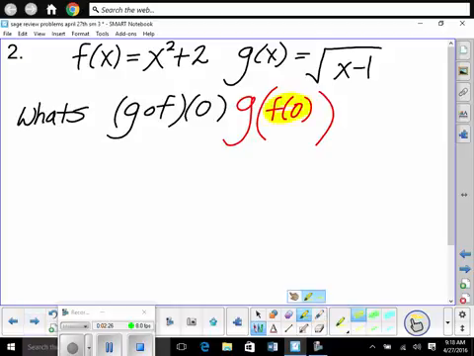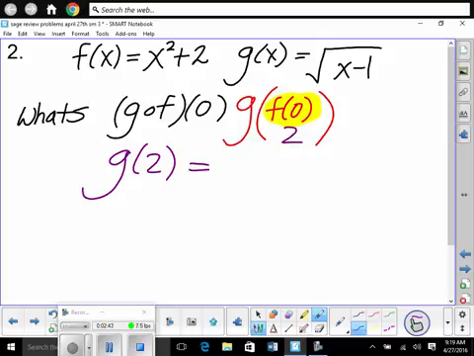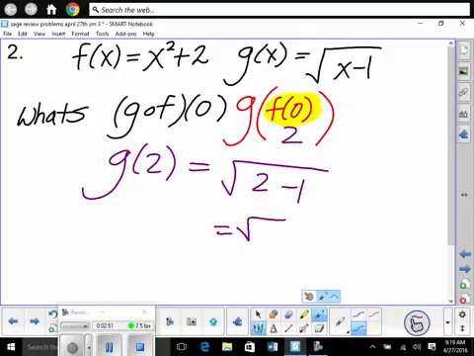The first thing I'm going to do is figure out what is f of 0. Because it's not x, it's a little bit easier. So let's find f of 0. Isn't that plugging in a 0 for f? 0 squared plus 2 is 2. So now we're just finding g of 2. That would be the square root of 2 minus 1. So that's the square root of 1, which is 1. So our final answer would be 1. Questions on that? You sure? We're all good.